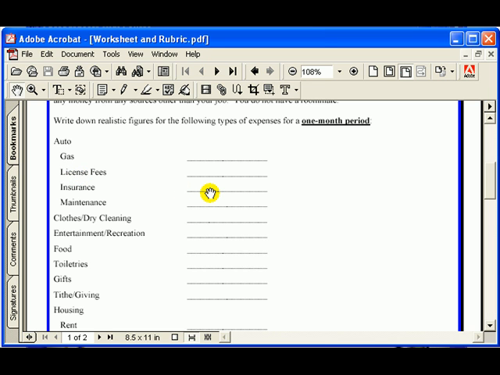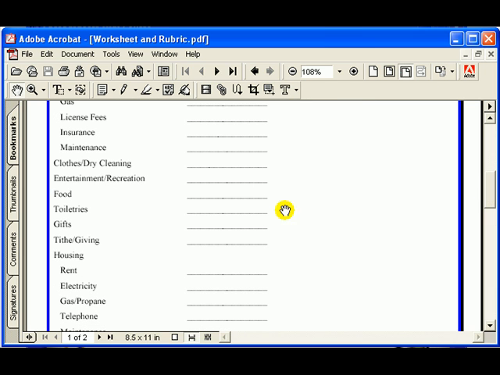Insurance, how much does it cost a month for car insurance for you? The boys will be a little bit more than the girls. On the maintenance, how much is it going to cost for maintenance a month? You can set money aside for things such as oil changes, for when your tire blows out, and so on. Clothes, the girls will be a little bit higher in this one per month. Entertainment, anything you do for fun. How much you expect to pay per month for that? Food, well, that's obvious. Toiletries, that is everything that is used in the bathroom.